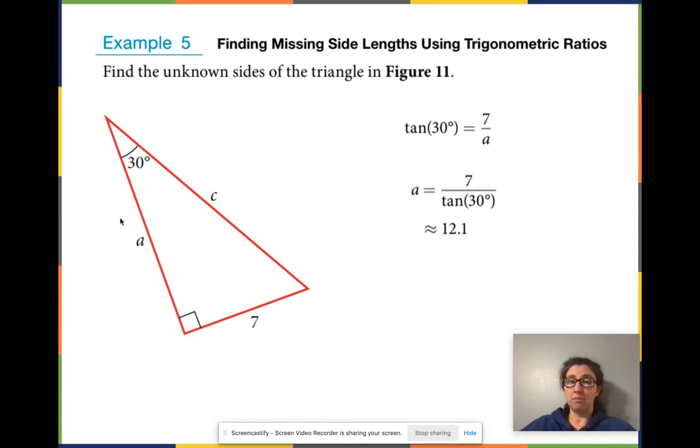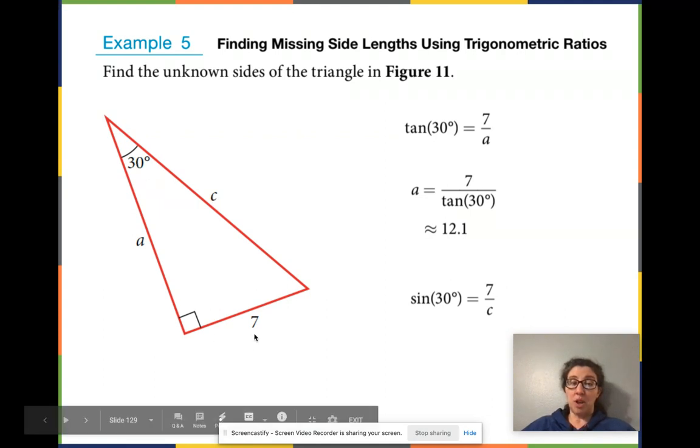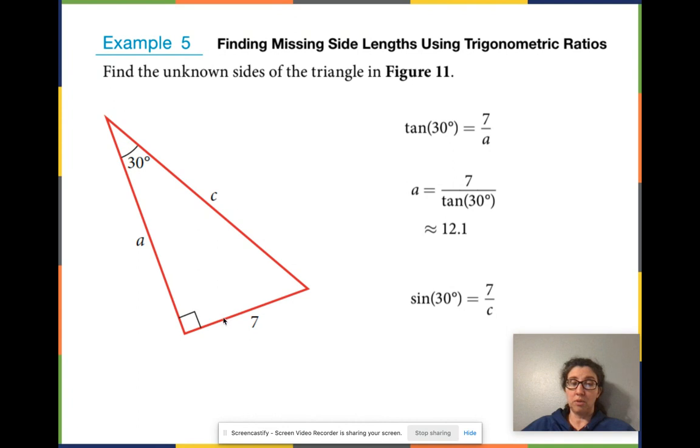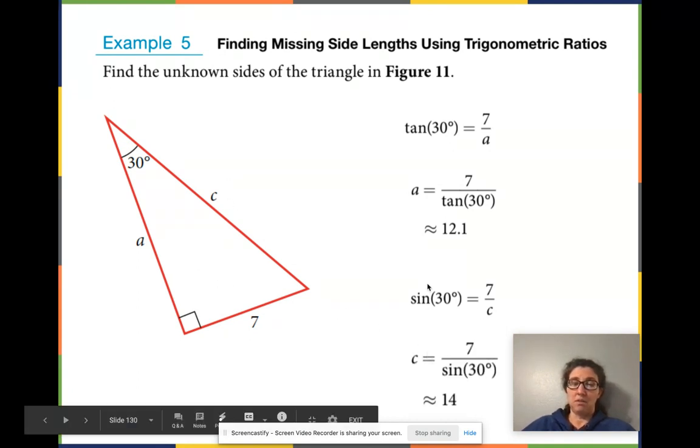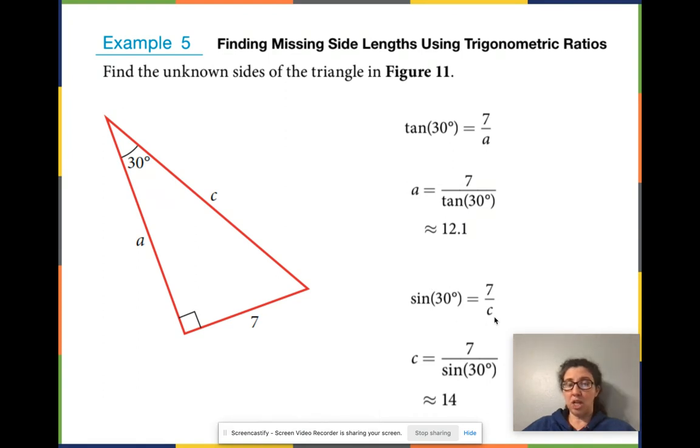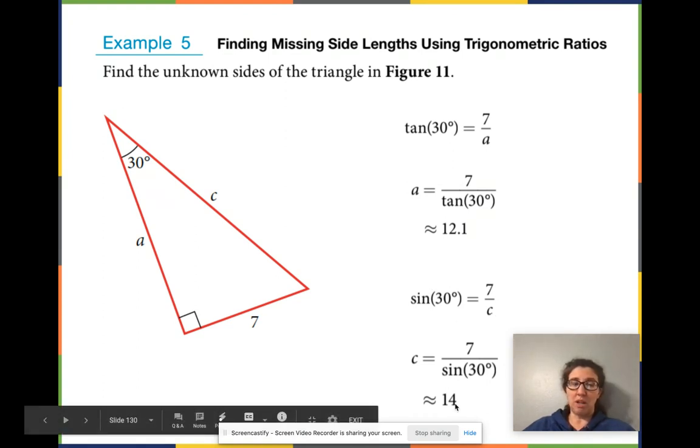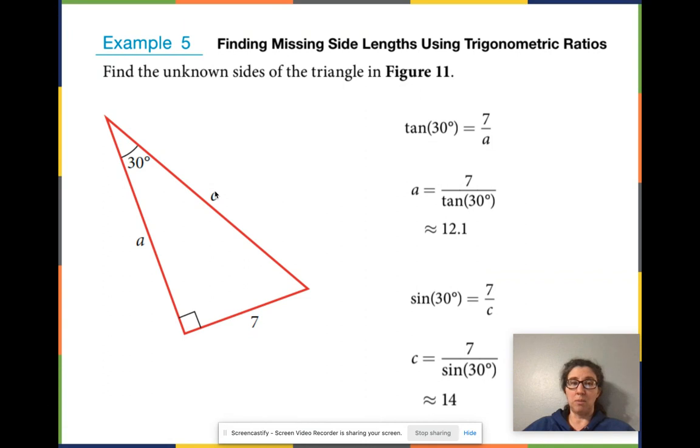Yeah, that looks reasonable. How about for c? We can say sine of 30 degrees equals opposite over hypotenuse, so 7 over c. Again, we solve for c, multiply by c, divide by sine of 30. Put this in our calculator. It's about 14. Yeah, that makes sense. That seems reasonable, right?